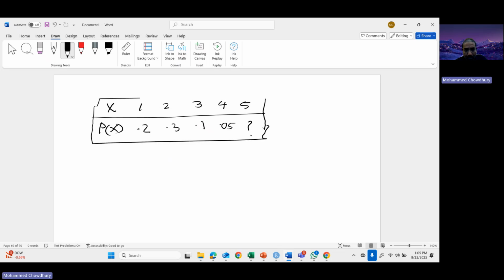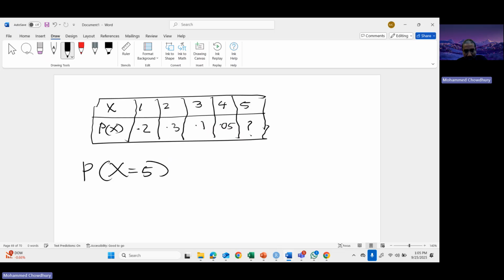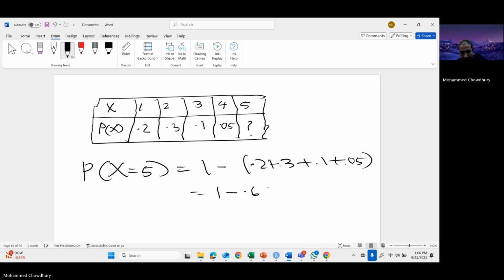How can we compute the probability of X equal to 5? Here X equal to 1, X equal to 2, with the corresponding probabilities, X equal to 3 is 0.3, X equal to 4. So what is probability of capital X equal to 5? How can I find that? 1 minus 0.2, 0.3, 0.1, and 0.05, right? So which will give us 0.65. So 1 minus 0.65 equal to 0.35. So this is equal to 0.35.